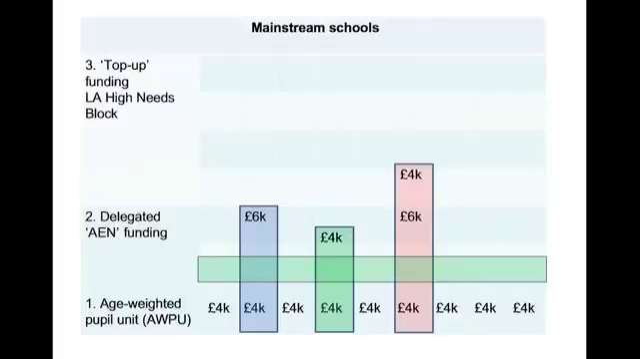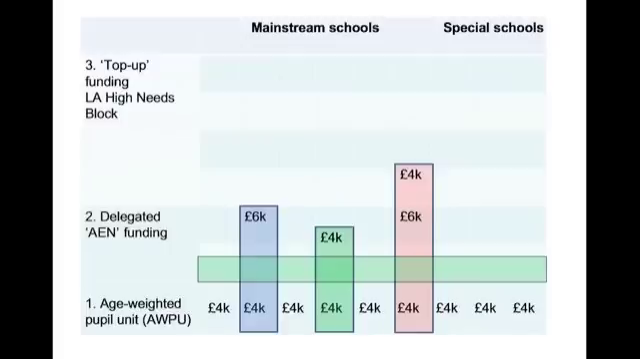Some local authorities may already have delegated more than that £6,000 to schools, so they may seek ways of delegating additional funding from the high needs block, but in which case that will be made clear locally to schools. But this is, as I said at the beginning, the basic design of the system, and there will be local variations. Okay, so I want to move on to special schools now.